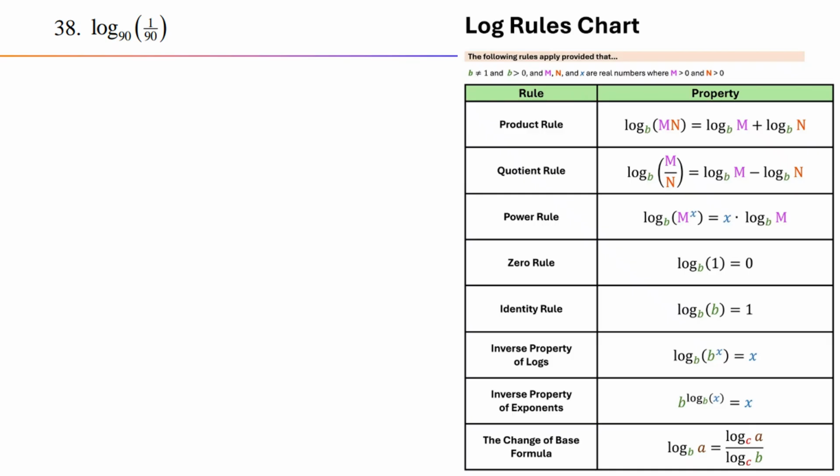Now for this one, you see that you have 90 here and then 90 here, but it's 1 over 90. So remember 1 over a to the power of n is a to the power of negative n. So we have 1 over 90. 90 is to the power of 1. It's always, when you see a number, that is the power of 1. So when you rewrite it, you will have 90 to the power of negative 1. So if we rewrite it, we have log base 90 of 90 to the power of negative 1.